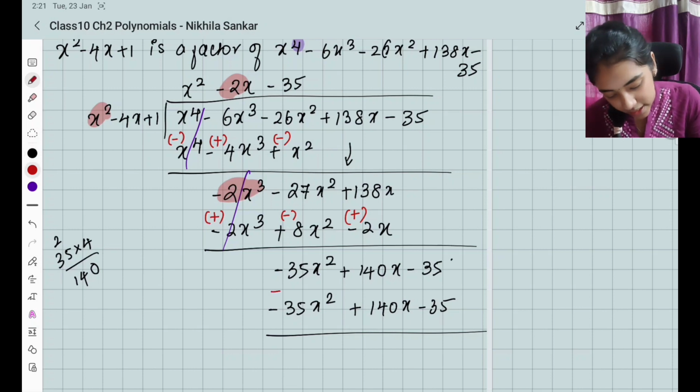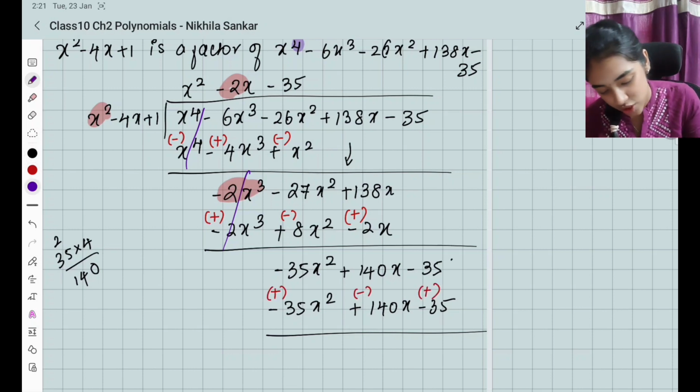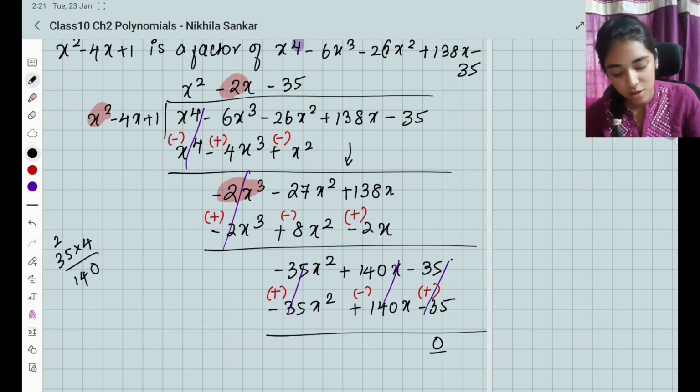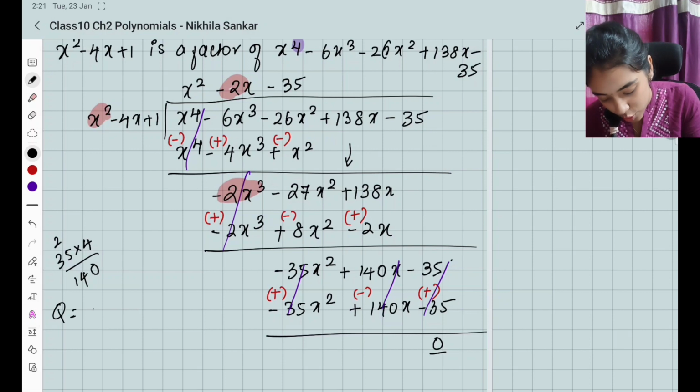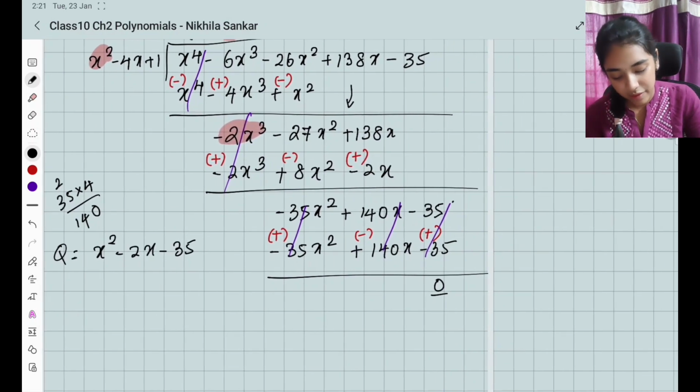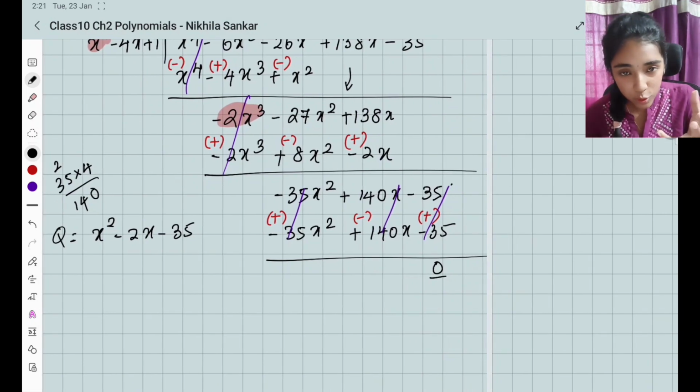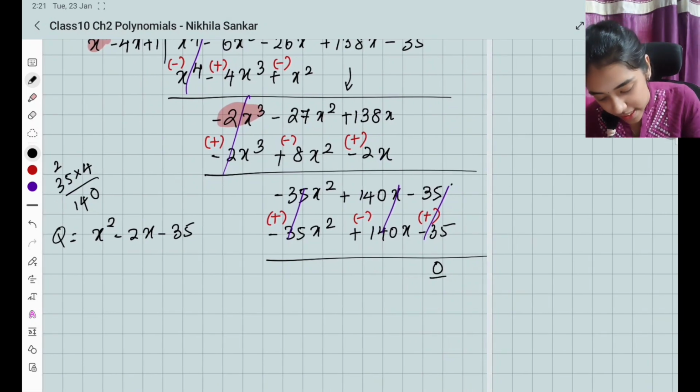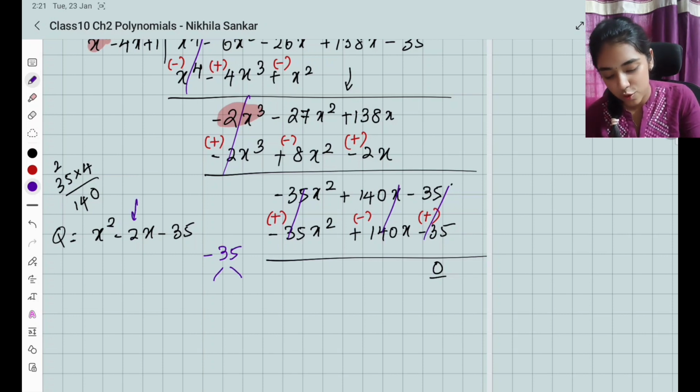Now when you subtract, the minus becomes a plus. Plus becomes a minus and minus becomes a plus. இப்போ என்னாச்சு? The whole term is getting cancelled and the remainder equals 0. நம்ம தான் already factor னு சொல்லிட்டோமே. இப்போ what is the quotient? Quotient equals x square minus 2x minus 35. இப்போ இது splitting the middle term பண்ணணும் to find what the zeros are. So we see that the product of zeros is going to be minus 35 and we want the sum of zeros to be minus 2.